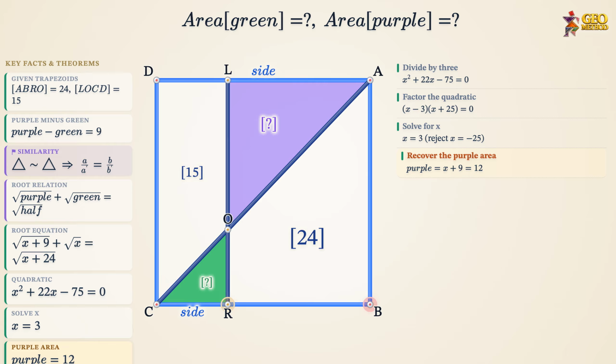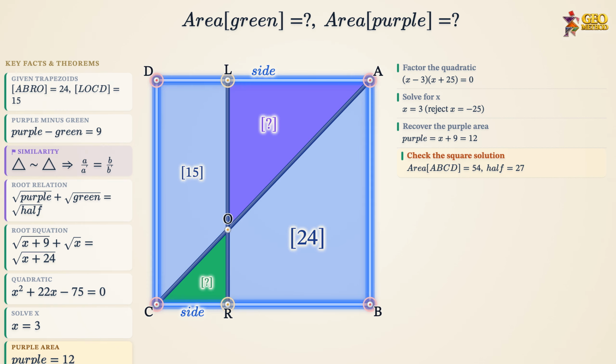Now the purple area is x plus 9, which is 3 plus 9, so 12. Both colors are pinned down. Green is 3 and purple is 12. Check the square bookkeeping. The right half is green plus 24, so 3 plus 24 equals 27. The left half is purple plus 15, so 12 plus 15 is also 27. Therefore, the square area is 54, and both halves match.